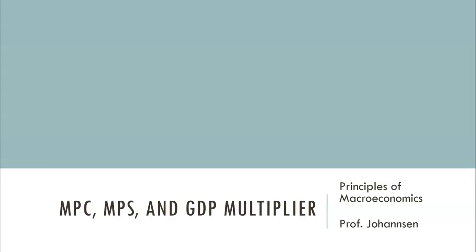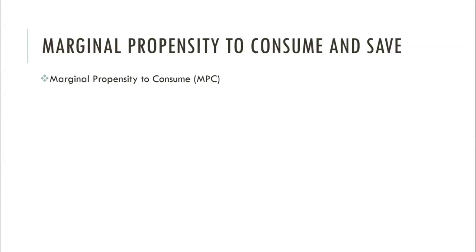Hello, in this video we're going to be looking at the marginal propensity to consume and save, which is the proportion of new income that consumers spend or save, and we're going to see how that fits in with the GDP multiplier. So marginal propensity to consume, or MPC, is the percentage or proportion of new income that consumers spend.